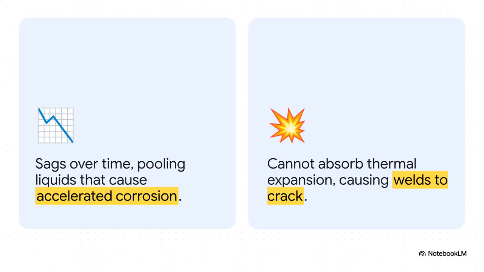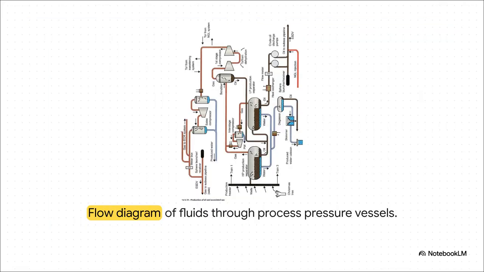The skeleton of the system is the pipe supports, and man, it's a very delicate balancing act. An undersupported pipe sags over time, creating low points where liquids pool, which significantly accelerates internal corrosion. But an over-restrained pipe is just as dangerous. When hot fluids run through cold steel, the pipe naturally expands. If it's locked down too tightly and can't absorb that thermal expansion, enormous stress builds up, and the welds will literally crack wide open.